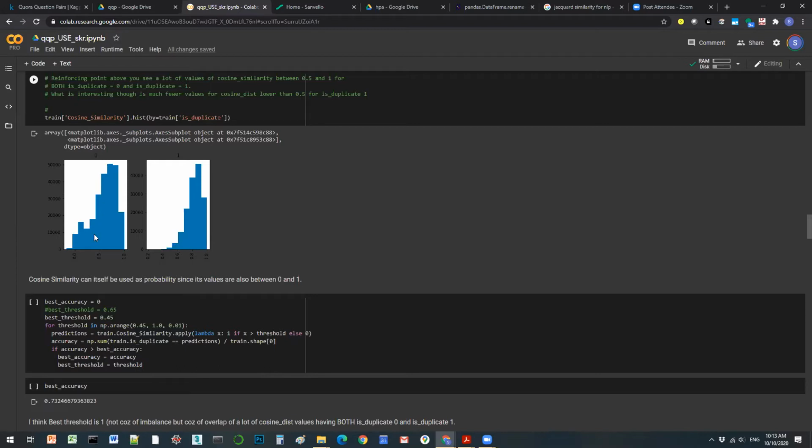What ideally, if cosine distance was able to distinguish, then you would see 0's histogram to be much more on the lower side of 0 to 0.5, and the 1's histogram to be more or less this. But what kills it as a discriminator, as a classifier between the two, I believe, is the fact that there's so much overlap of is duplicate 0, which means they are not duplicates, even when the cosine distance is very high. Does that make sense?